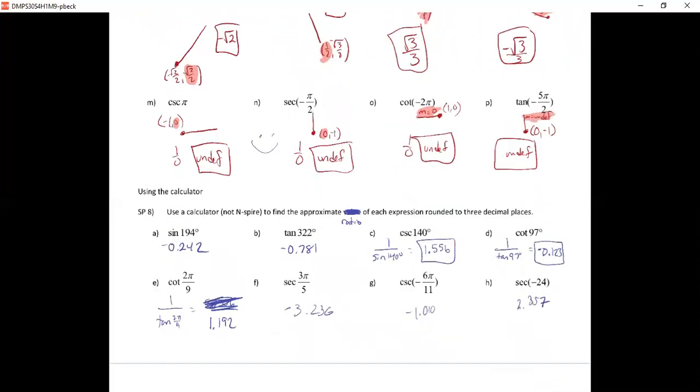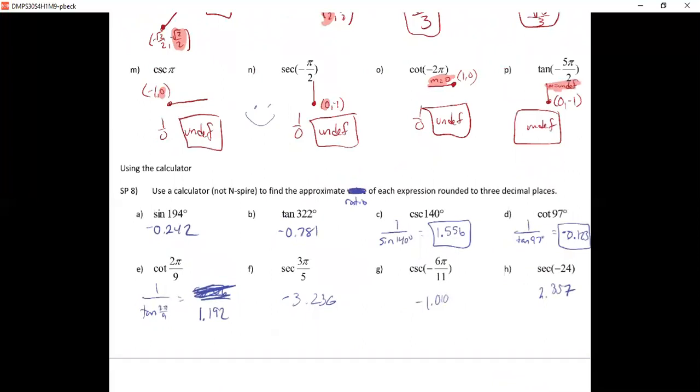Now, the calculator ends up being one of the harder things for us to worry about because we only have sine, cosine, and tangent. So to come up with all of the other ones, we have to reciprocate the angle. So to find the cosecant of 140 degrees, we have to take the sine of 140 and reciprocate it and throw it in the calculator. So A and B were pretty easy to do because you just throw them in the calculator. For D, we need to know, okay, what's the tangent of 97 degrees and then reciprocate it.